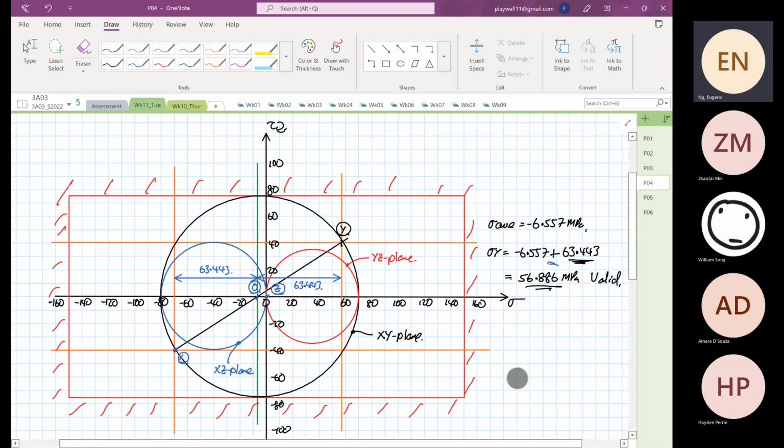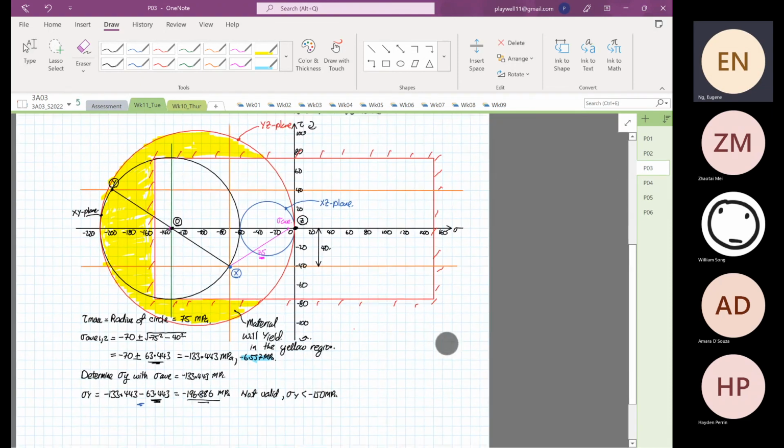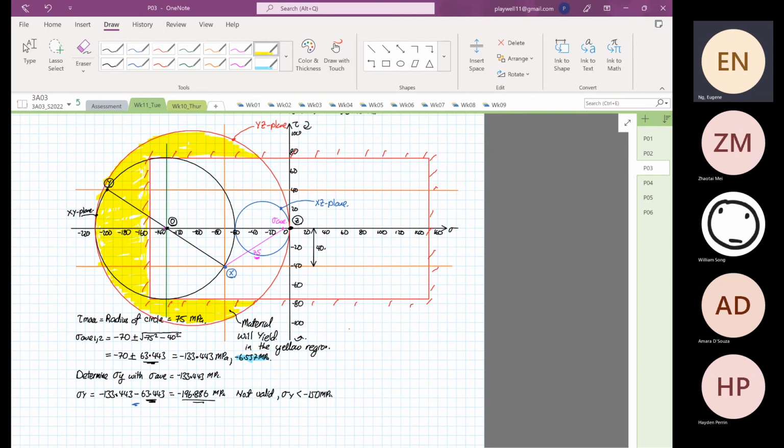So I've just shown you two ways of constructing the possible values. One is we have taken the stress average to be at minus 133.433 megapascal. Okay, then we determine point Y, and we know that's outside the operating boundary. And then when we do the 3D Mohr circle, we have the yellow portion. So this is not valid at all.